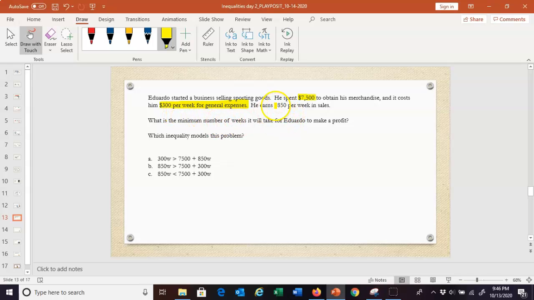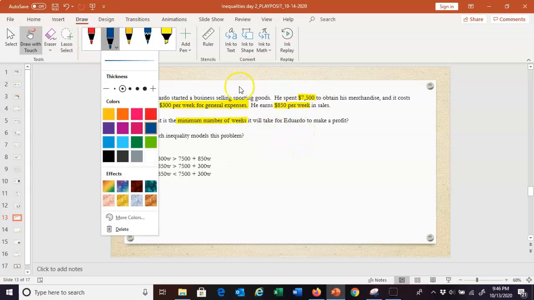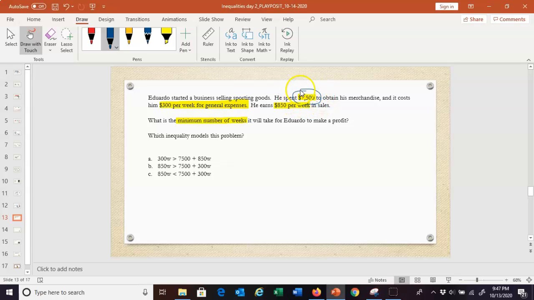And he earns $850 per week. What is the minimum number of weeks it will take Eduardo to make a profit? He's already put out this big sum of money, and he's putting out this much per week. So when is this per week income going to balance out to where he's actually putting money in the bank? This is something people use all the time. All right, so let's look at our options.